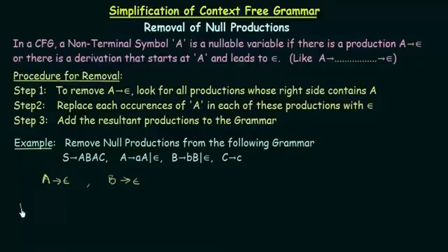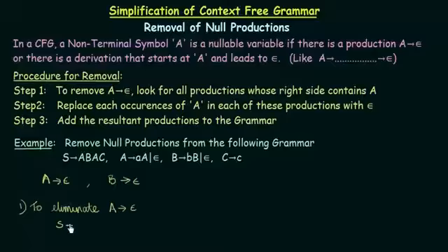Firstly, to eliminate A gives epsilon, let us look for all the productions whose right side contains A. Here we see that in S we have A in the right side. S gives ABAC, we have A in the right side. And also in the production A gives aA, this A is there in the right side, and in the other productions it is not there. So first let us start with this one.